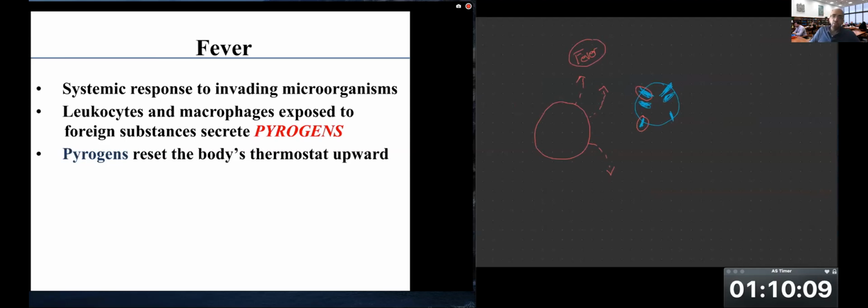And the chemicals that will be released from the immune cells when they get in contact with microorganisms or pathogenic cells, those are what we call the pyrogens. Those are the chemicals released from the immune cells that will result in fever. How are the pyrogens going to cause the fever?